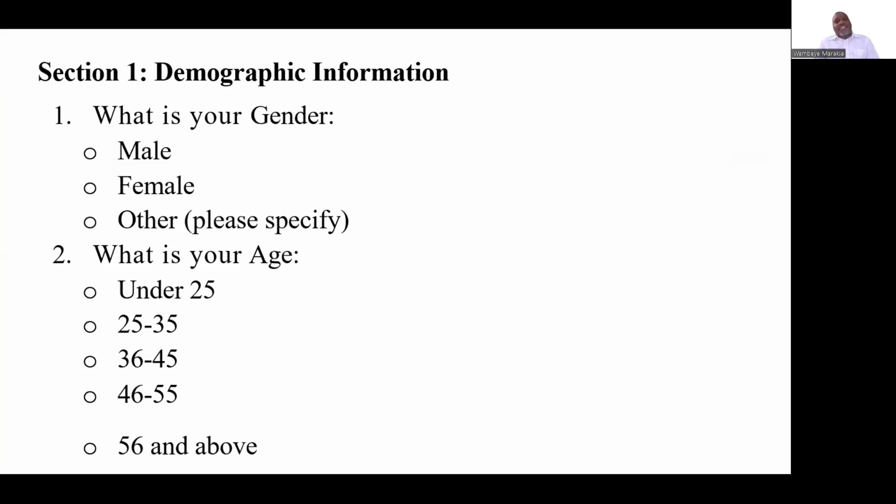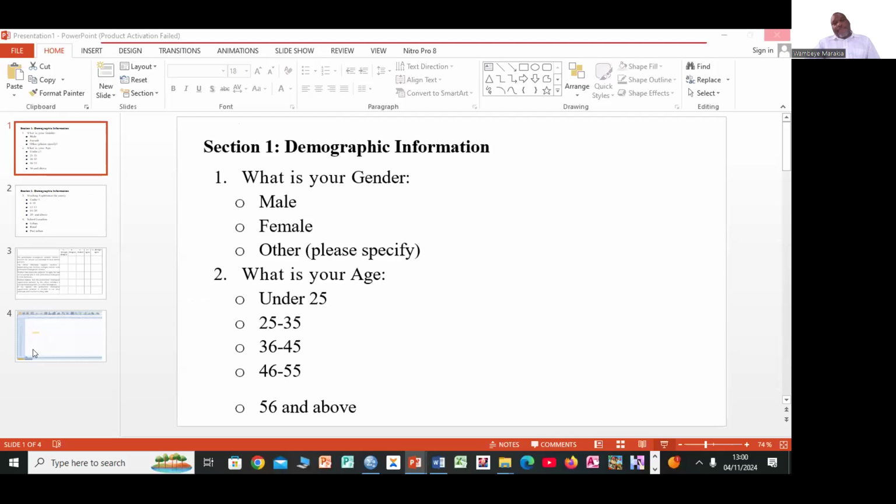So here I'm having section 1 of the questionnaire, and it's showing the demographic information. One of the demographic questions that has been asked is, what is your gender? When you look at this question, the variable we are actually having in this first part of the question is gender.